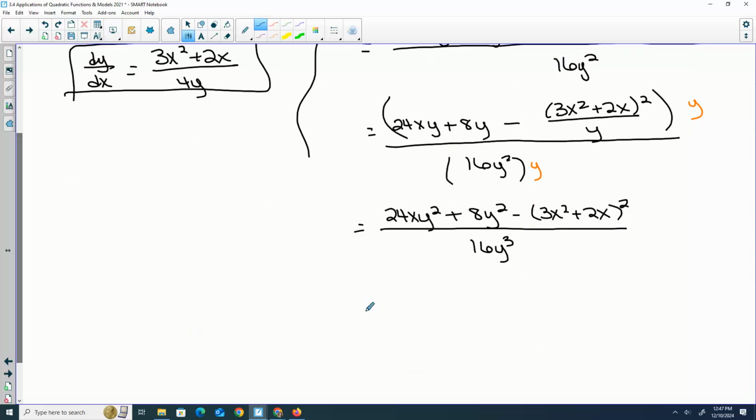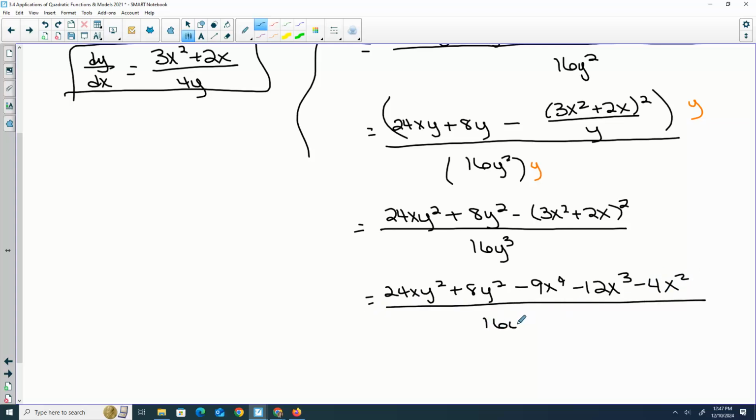If you did, you distribute the negative through, so it'd be negative 9x to the 4th minus 12x cubed minus 4x squared. So I'll take either of those. I had all the parts. I ended up with mine 24xy plus 8 over 3x squared plus 2x. So just missing that. I came out pretty good.